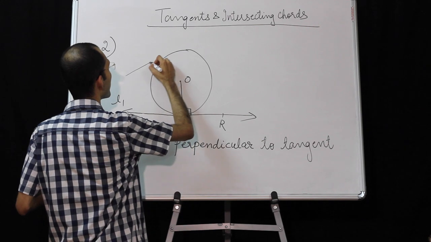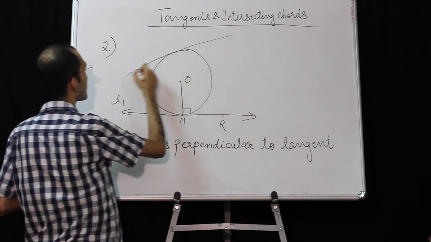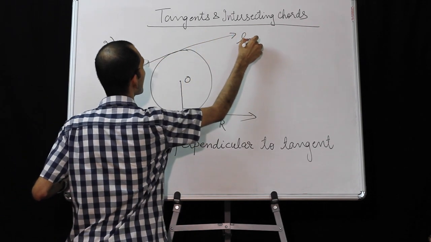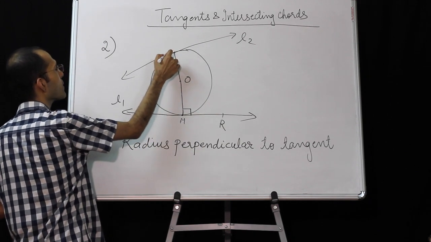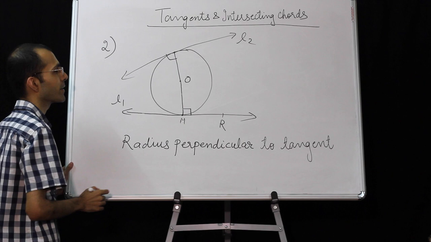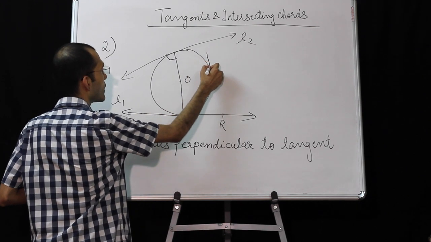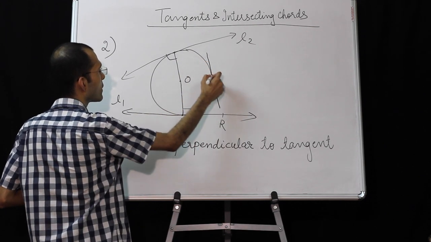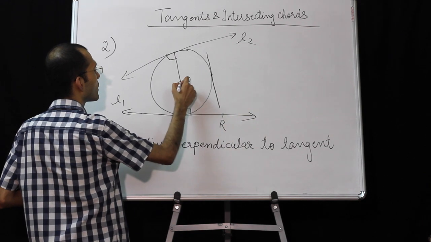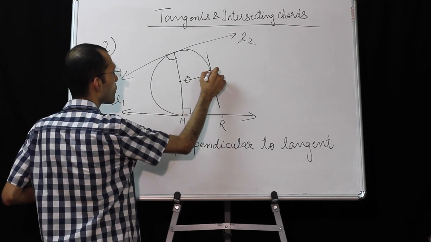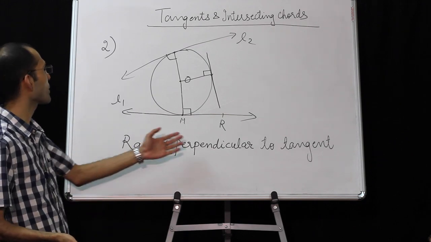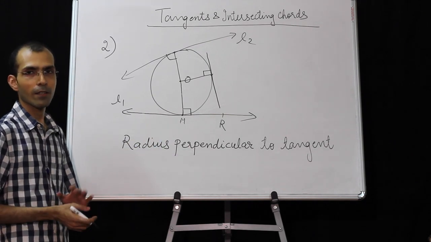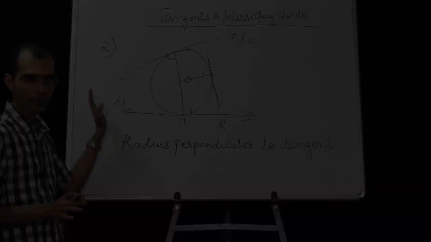We can have a tangent here also. Say L2. This is a point of contact. Join this, even this angle will be 90. We can have a tangent like this. Then from the center you join it to the point of contact. This angle will be 90. All these are the same thing: radius perpendicular to tangent. So this is the second concept.